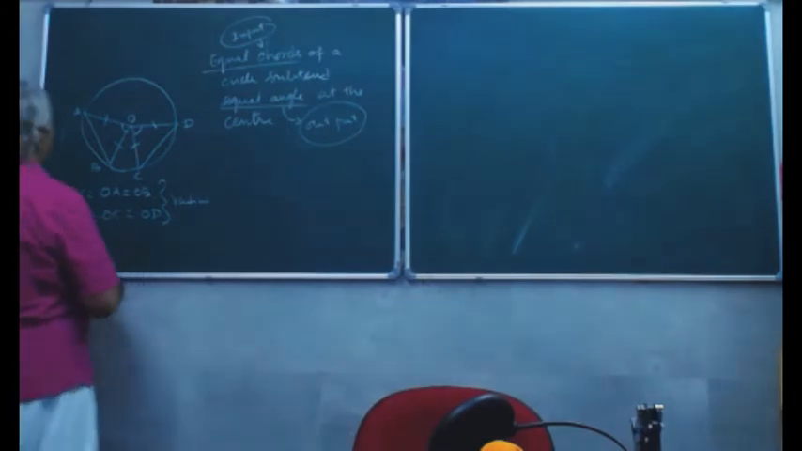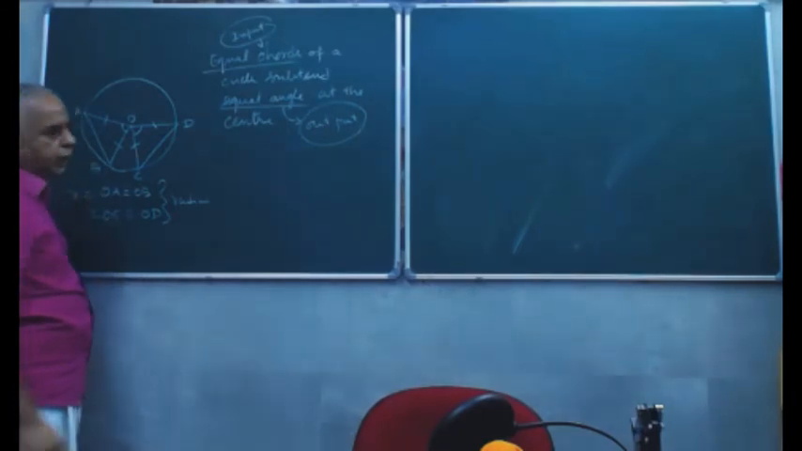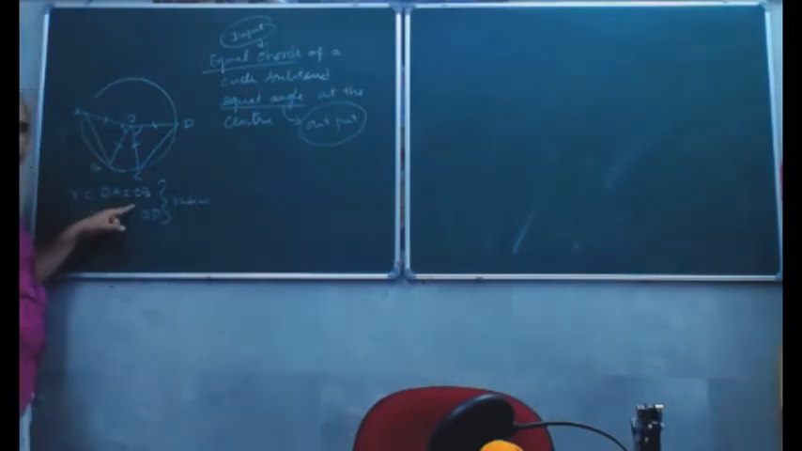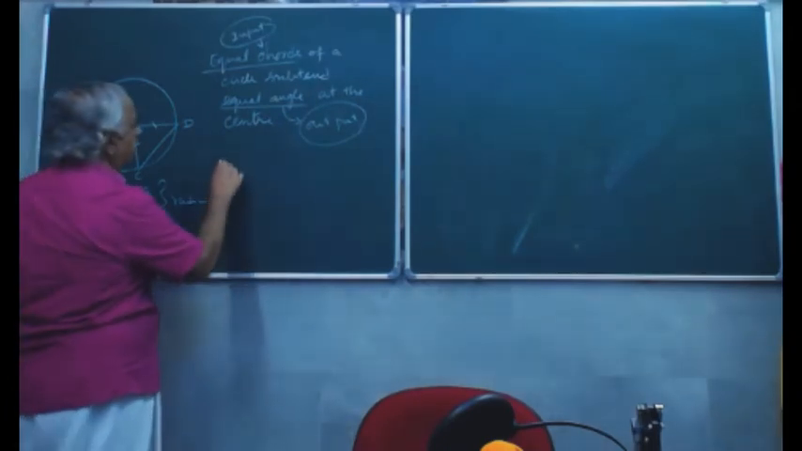Now OA is equal to OB, that is equal to OC, that is equal to OD. இது எல்லாமே ரேடியஸ் ஆஃப் த சர்க்கிள். இதுல given என்ன?